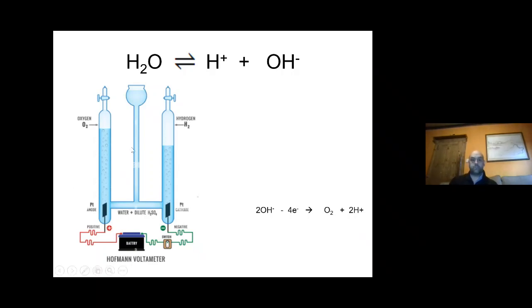This is called a Hofmann voltammeter. It just separates those 2 gases out so they can be collected. You can see here, hydrogen's formed at the cathode. Remember, the cathode is negative, and the hydrogen ions here are positive. That's why hydrogen forms there. And you do need to know those 2 half equations, okay? So definitely learn those for your exam.